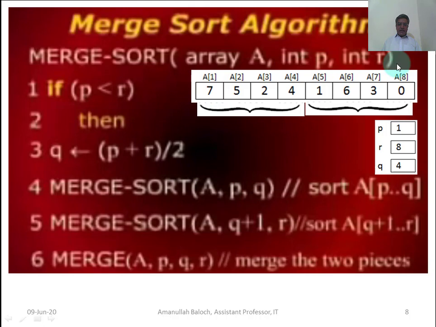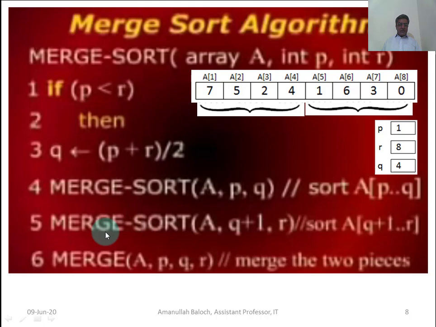A, the value of P is 1, the value of Q is 4. P is 1, Q is 4. 1 to 4, index number 1 to index number 4. This subsection is passed to this Merge Sort from this location, and the second subsection is passed from line number 5.